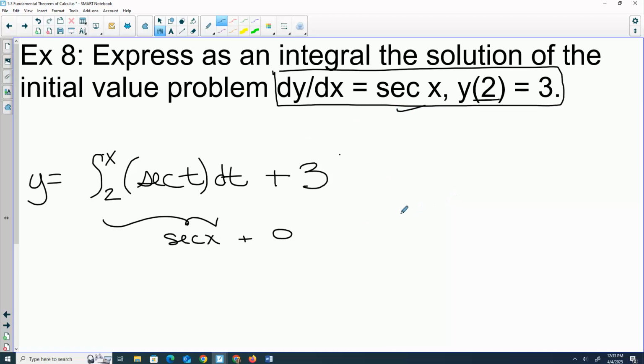Second requirement: if I integrate from 2 to 2, I have to get 3 out. Well, the integral from 2 to 2 of this is 0, plus 3 is 3. So we wrote an integral that solved both of those problems. It's really just applying the fundamental theorem of calculus there.